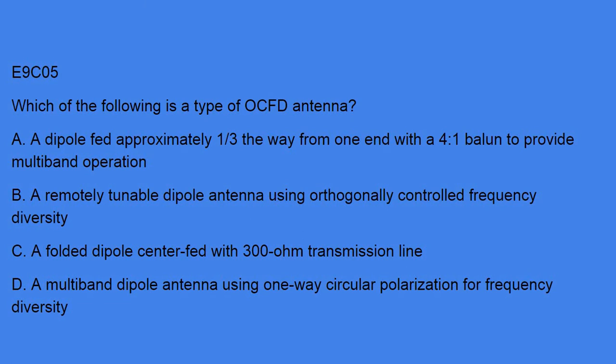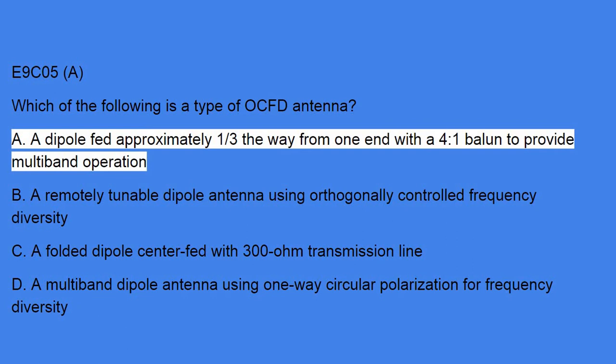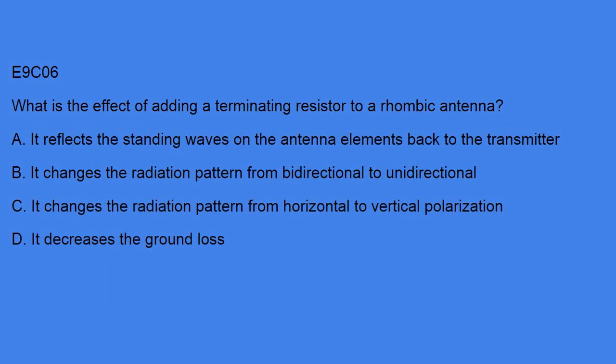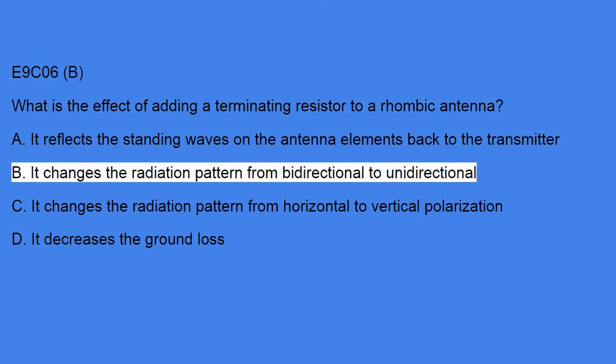E9C05, which of the following is a type of OCFD antenna? A dipole fed approximately 1/3 of the way from one end with a 4-to-1 balun to provide multi-band operation. E9C06, what is the effect of adding a terminating resistor to a rhombic antenna? It changes the radiation pattern from bidirectional to unidirectional.